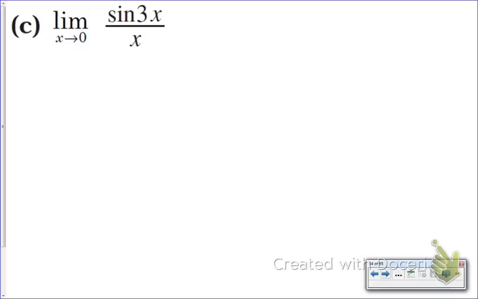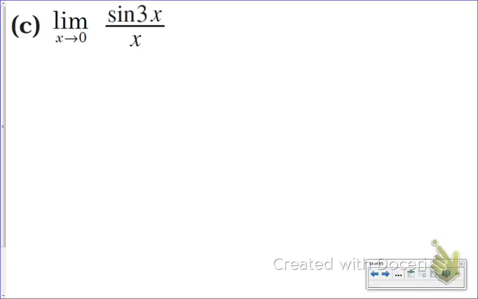All right, what about this one? 3. No, it's not. Remember this one? We did a couple examples like this a long, long time ago. Do you remember the trick? You have to add in a 3 and then take out a 1/3 kind of thing.